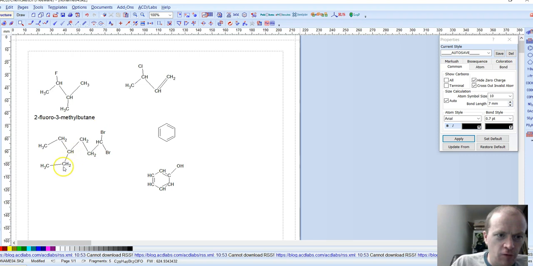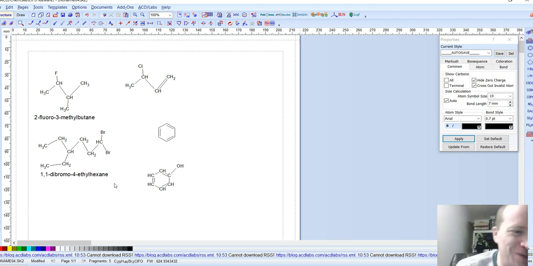1, 2, 3, 4, 5, 6. So it's going to be some kind of hexane. We got these 2 bromines, and we got this ethyl group right here. So again, the 2 bromines are going to get numbering priority. We're going to call that carbon 1. There's 2 bromines, so it's dibromo, and we say where they both are, and then we say where the ethyl group is. So 2,2-dibromo-4-ethylhexane. Sorry, 1,1. It's on the first carbon. 1,1-dibromo-4-ethylhexane.